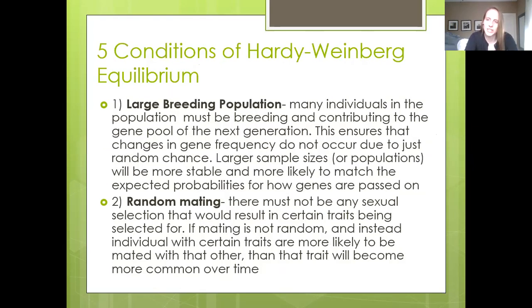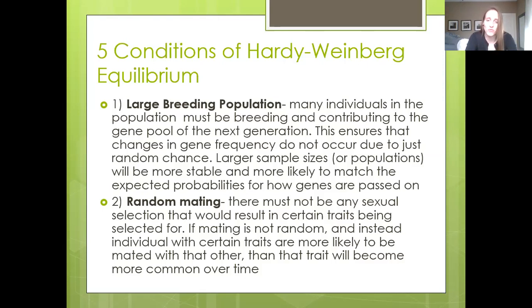So the first condition that populations need to meet in order to be at equilibrium is that they have to have a large breeding population. So essentially, there has to be a lot of individuals contributing to the gene pool for the next generation. If you have a really small breeding pool, it's just like if you have too small of a sample size in a survey or an experiment.